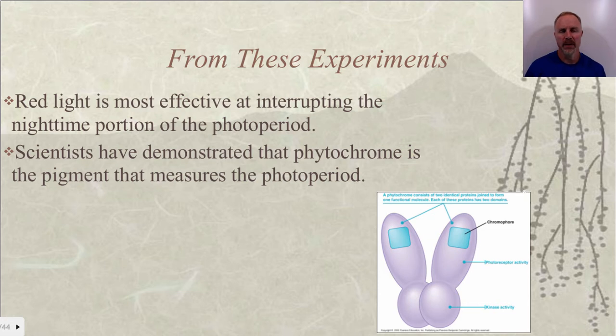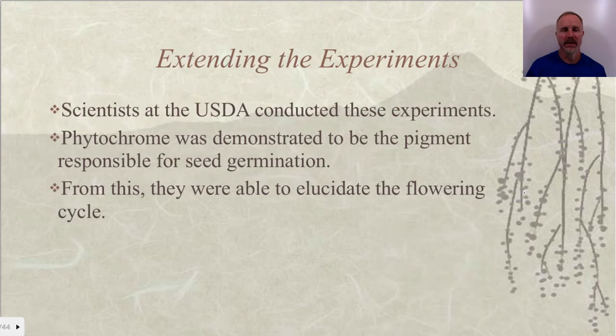But what they found in these experiments was that red light was most effective at interrupting the photoperiod, or the nighttime portion of it. And it was because of this phytochrome protein that you see here, which almost looks like some rabbit ears. What they're doing is measuring the photoperiod, so they're measuring the amount of light that they have.